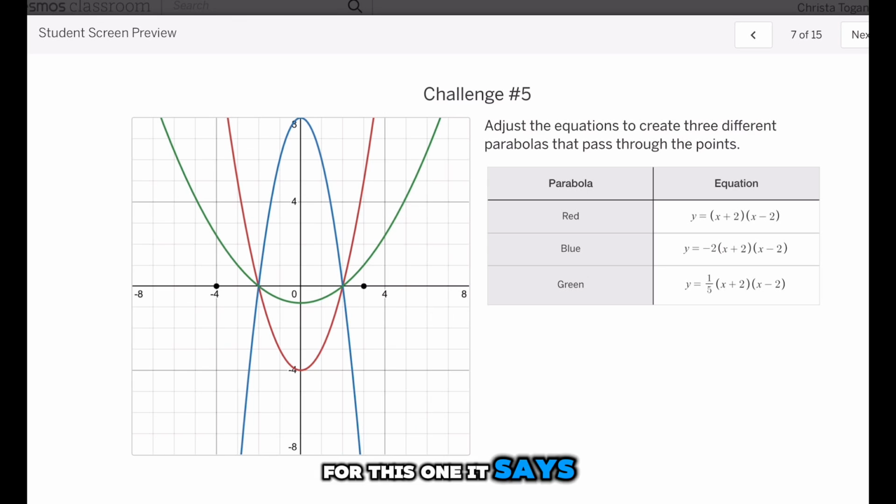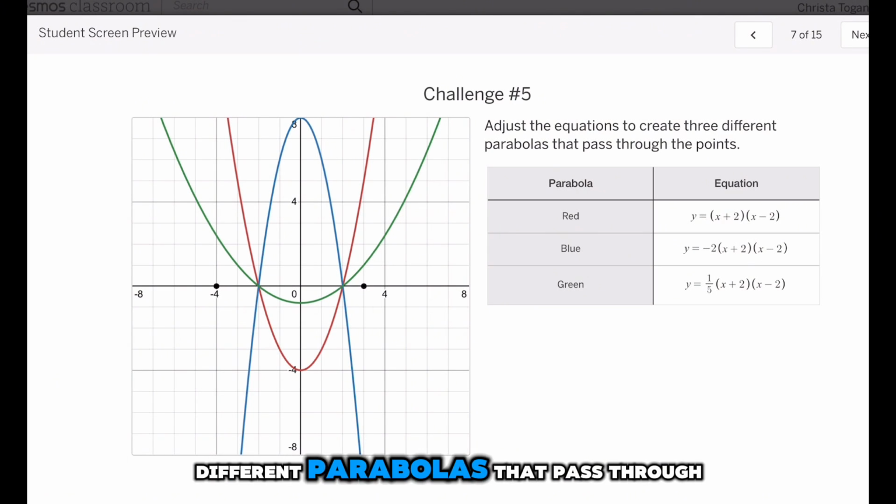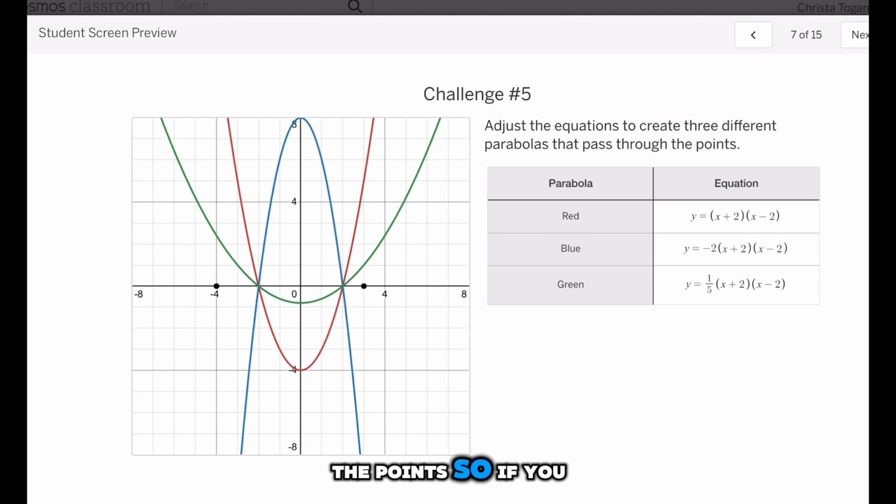For this one, it says adjust the equations to create 3 different parabolas that pass through the points. So if you look at the red one, the blue one, and the green one, they are all in factored form or intercept form. I am going to let you figure those out. Okay? So it says adjust the equations to create 3 different parabolas that pass through the points. And where are the points? Here and here. You have to figure those out. You just have to. Okay?